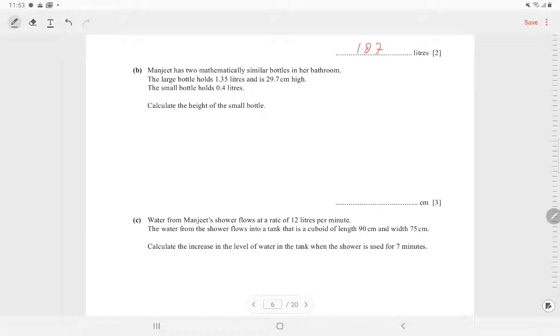Next, Manjit has two mathematically similar bottles in her bathroom. The large one, okay, so this is the length one. Sorry, the volume. The volume of the large one is 1.35 liters, and the height is 29.7 centimeters. The volume of the small bottle, the second one, is 0.4 liters. Find the height.